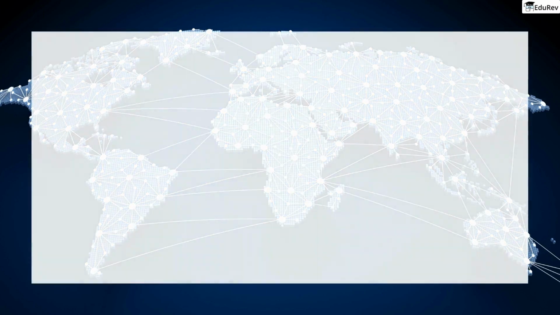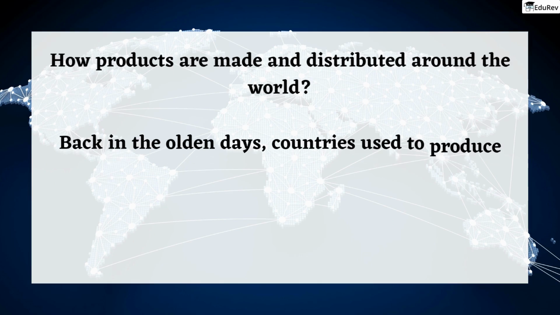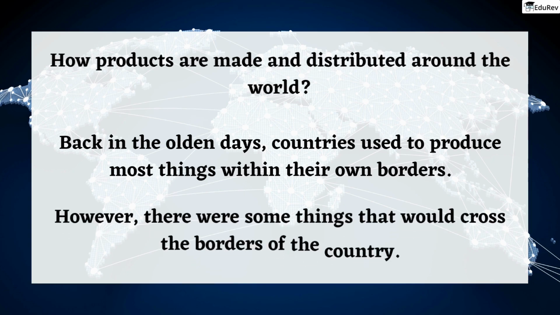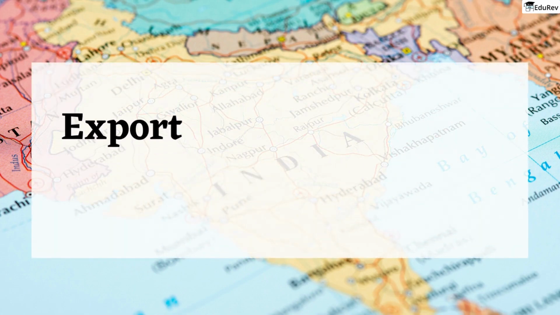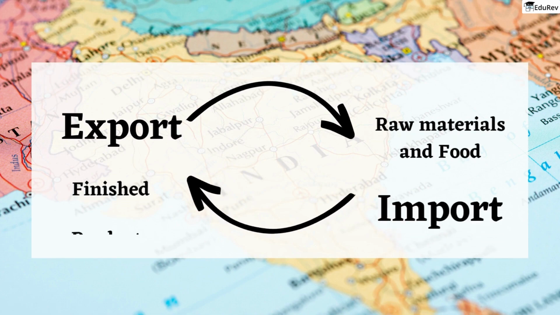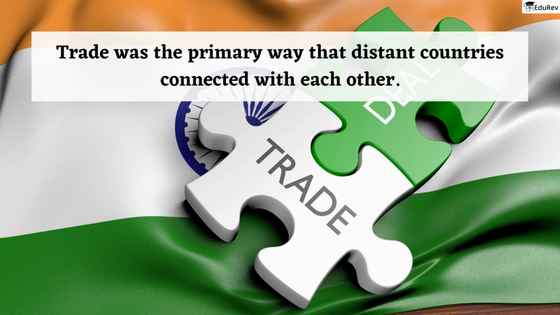Students, have you ever wondered how products are made and distributed around the world? Well, back in the olden days, countries used to produce most things within their own borders. However, there were some things that would cross the borders of the country. Take India, for example. In the past, India would send out raw materials and food to other countries while importing finished products. Trade was the primary way that distant countries connected with each other.